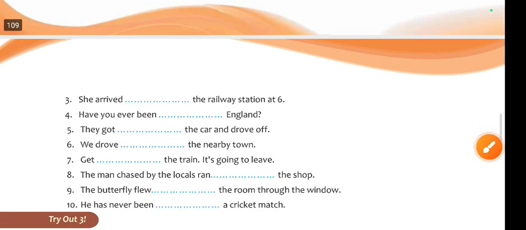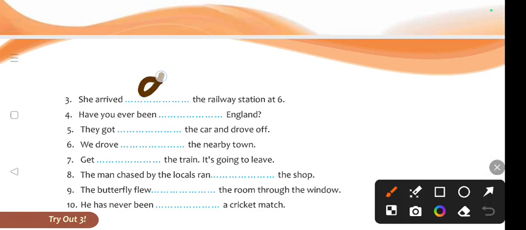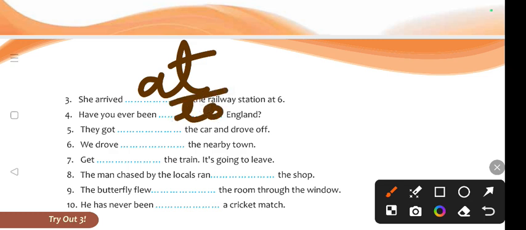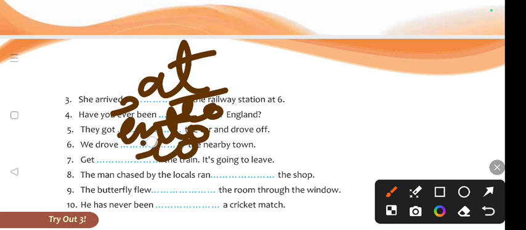Next one, she arrived at the railway station at 6. Have you ever been to England? Now the next one, they got into the car. Okay, because there is motion when you are entering into a car. We drove to the nearby town.